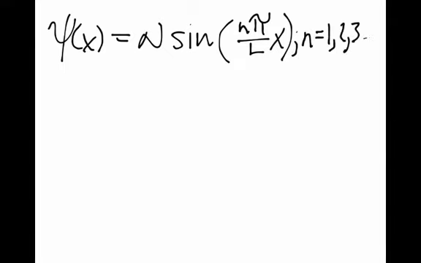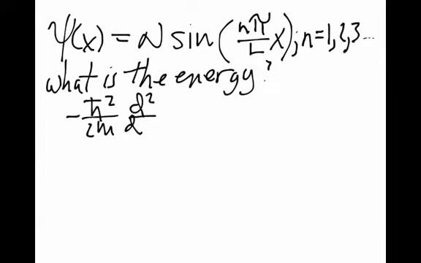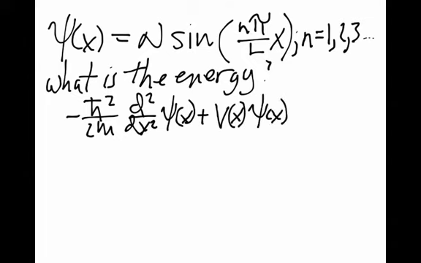So we've got n equal 1, 2, 3, etc. What is the energy of this particular wave function for a particular value of n? Well, let's apply the Schrödinger equation. Minus h bar squared over twice the mass times the second derivative, d squared over dx squared of psi of x, plus the potential V of x times psi of x, is equal to that total energy E, which is what we want to figure out, times psi of x.